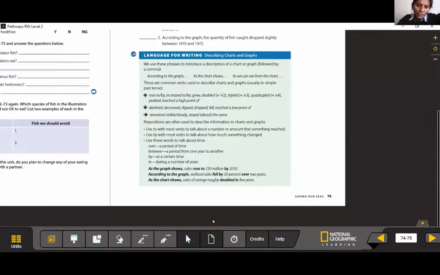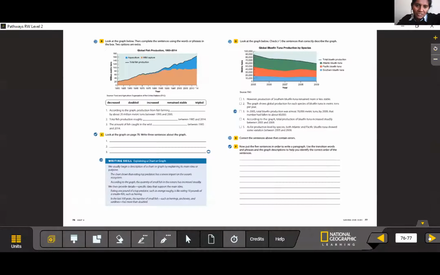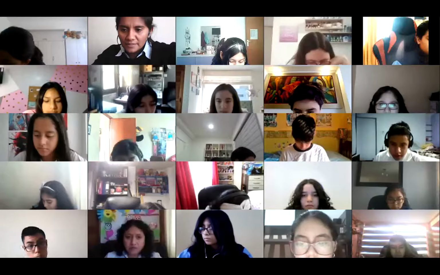Or the years, okay? So please go to the next page, page 76, and I would like you to interpret the graphic and write the words in the blanks, okay? Then you are going to create 3 sentences, okay? So now it's exercises B and C. Continue, please. Thank you, Maria Paz.